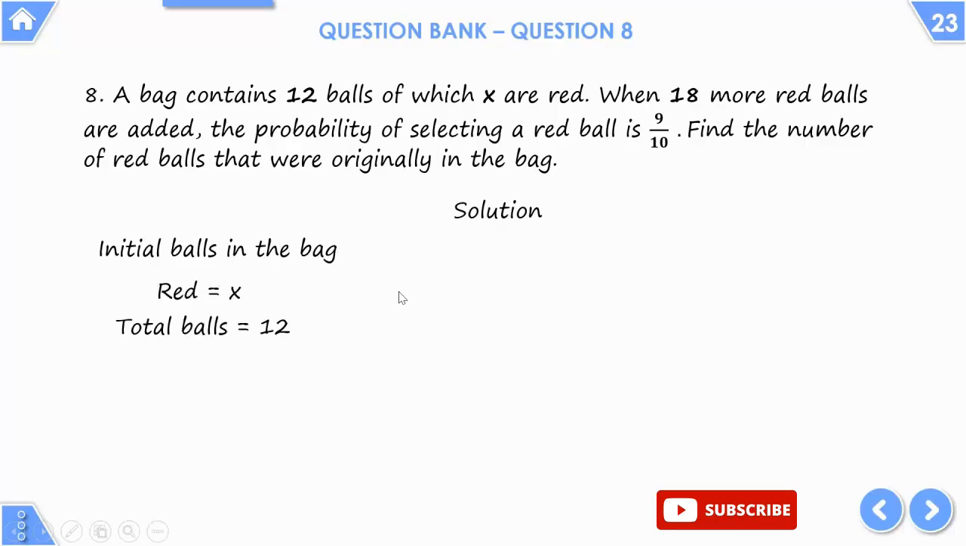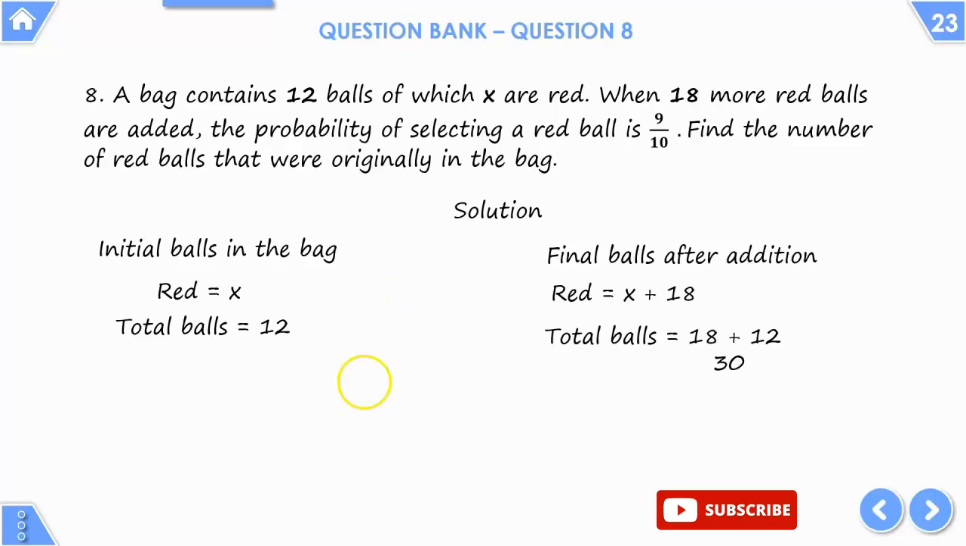So initial balls in the bag are x that are red, and the total balls in the bag are 12. Let's add 18 balls to this bag. We do not know how many red balls there will be, but we know that 18 balls are added to the total. So the final red becomes x plus 18, and the total balls become x plus 12, the 18 plus 12.